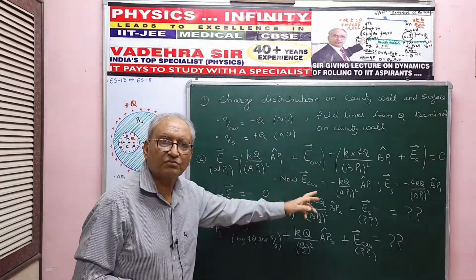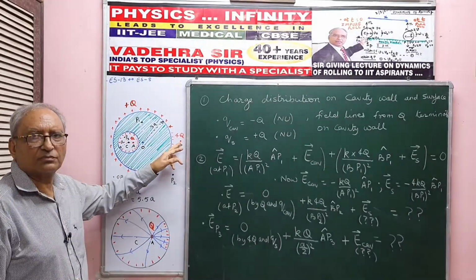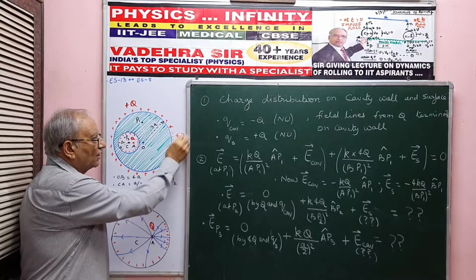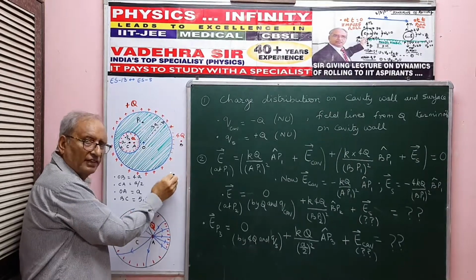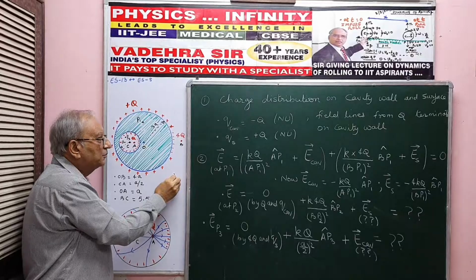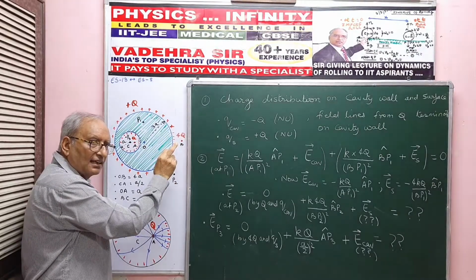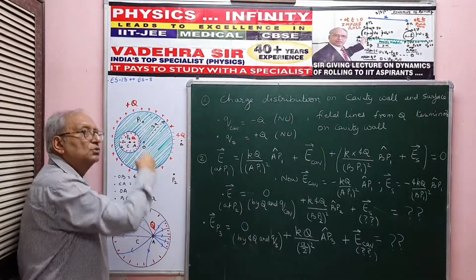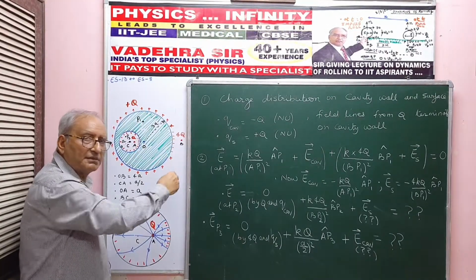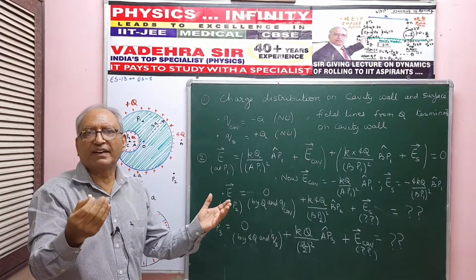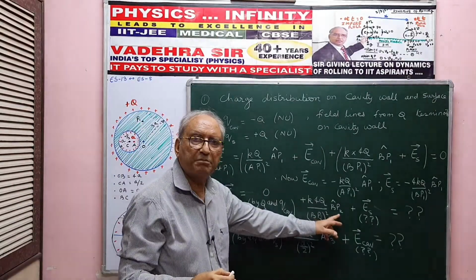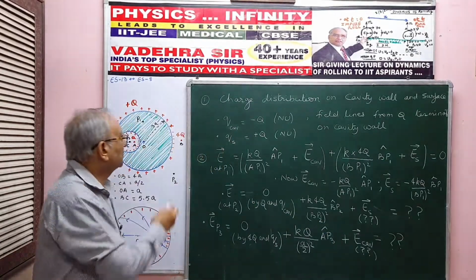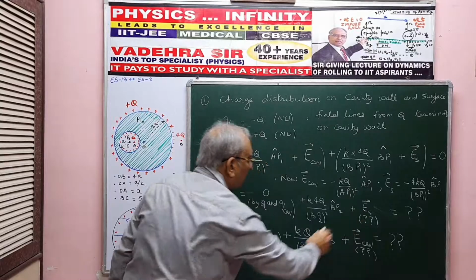Now what about point charge 4Q? That's easy, because if this distance is given, the field contribution of 4Q at P2 will be K charge 4Q divided by distance BP2 whole square times the unit vector, that is BP2 cap. Easy. Now the last contribution due to ES arrow.